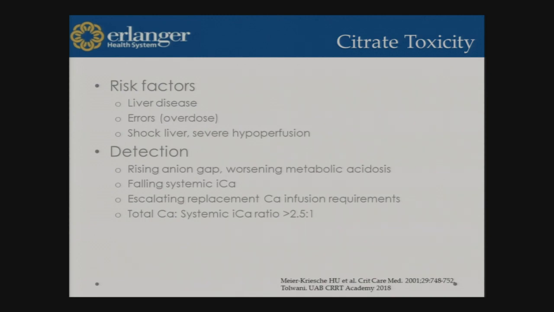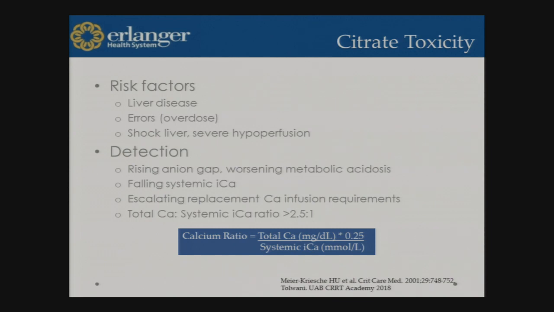If you're looking at your calcium drip rates and they seem to be escalating and you're still not reaching your calcium goals, you need to really be thinking about that and saying, do we need to change off of citrate to something else? So there is a calculation that you can do to look at this ratio. If you take your total systemic calcium and multiply that by 0.25 and divide that by your systemic ionized calcium, if this ratio is greater than 2.5 to 1, your patient probably has citrate toxicity and you need to stop citrate immediately. Okay.